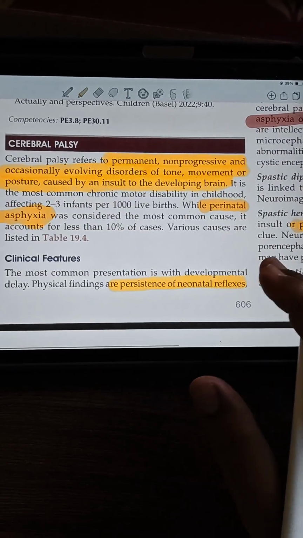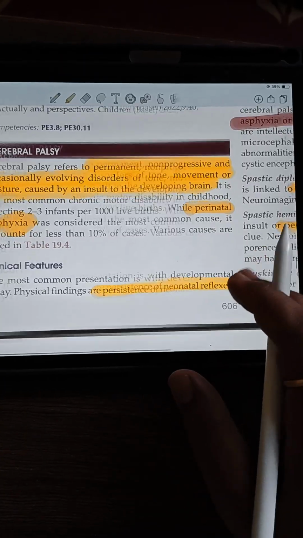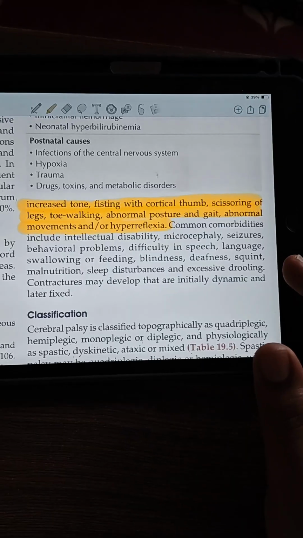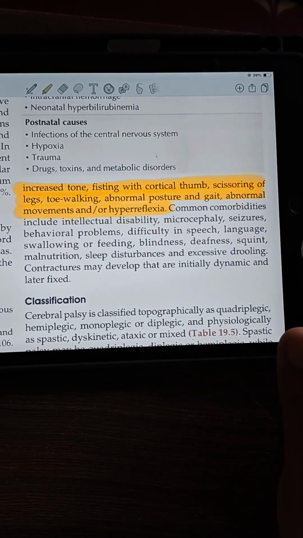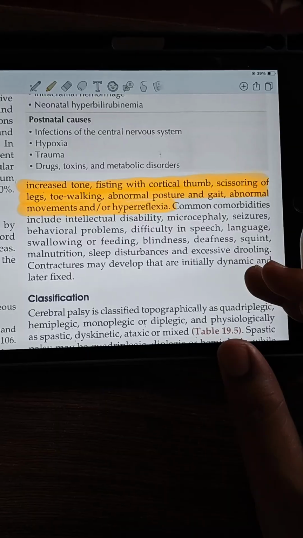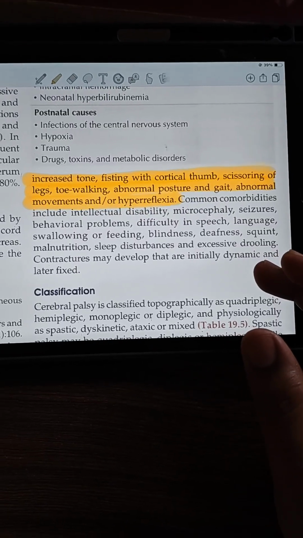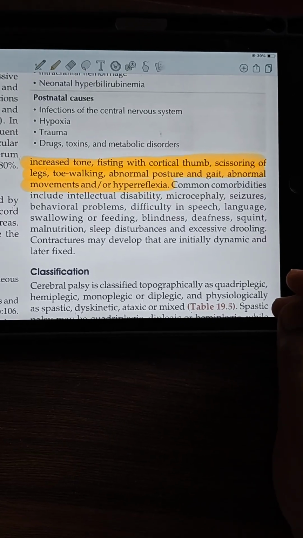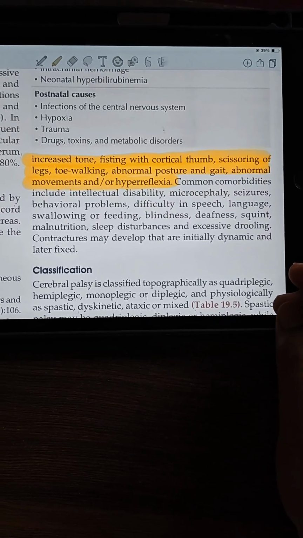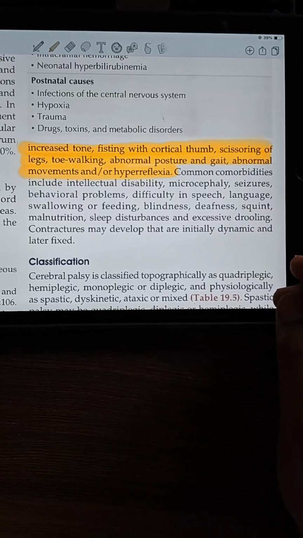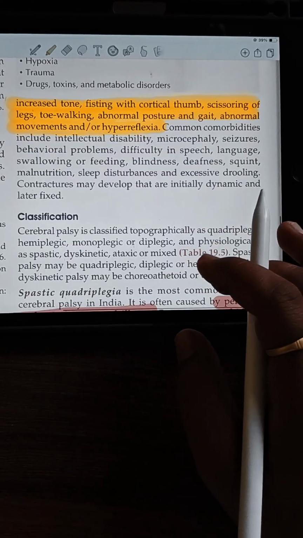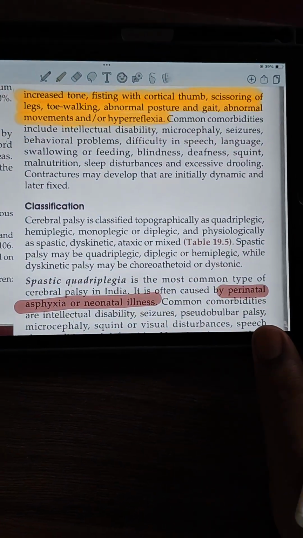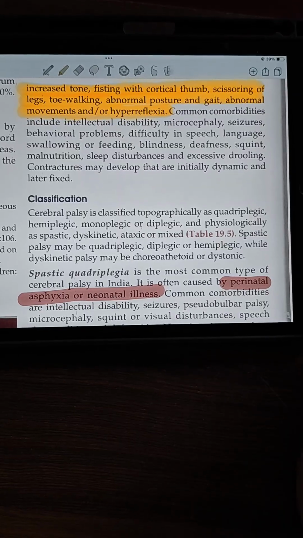So, what are the clinical features of it? They are like persistence of neonatal reflexes, and also increased tone, fisting with cortical thumb, scissoring of legs, toe walking, abnormal posture and gait, abnormal movements, or hyperreflexia. Some common comorbidities are also there, like intellectual disability, microcephaly, seizures, behavioral problems, difficulty in speech, language, swallowing or feeding, blindness, deafness, squint, malnutrition, and also sleep disturbances and excessive drooling. Contractures may also develop.